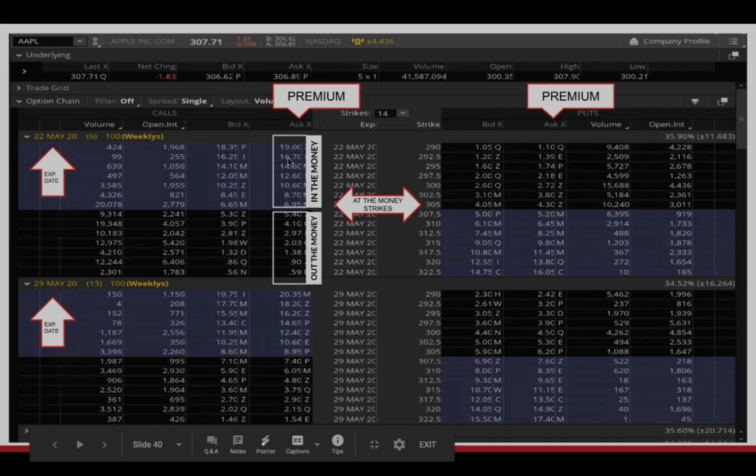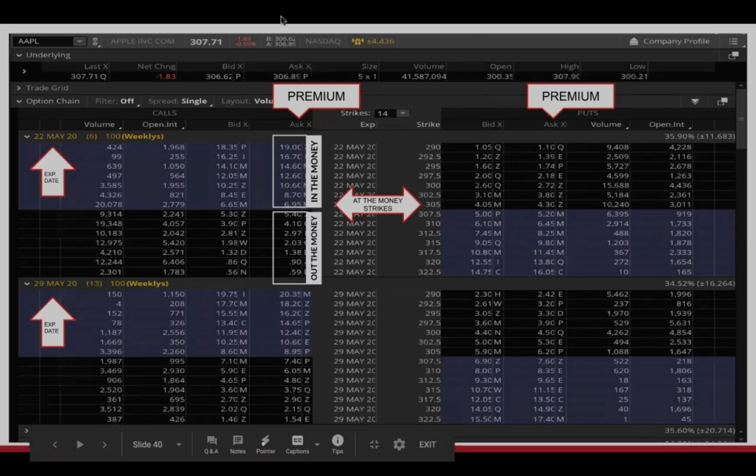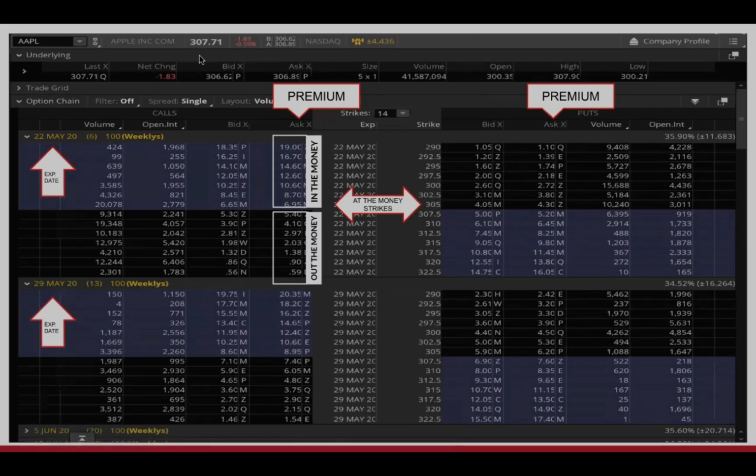So first things first, you got to know what? Am I buying a call or am I buying a put? Today, we're going to concentrate on calls. We're going to buy a call today. That means we're betting on Apple going up in price. Well, we see that Apple right here is 307.71. So what does that tell you?